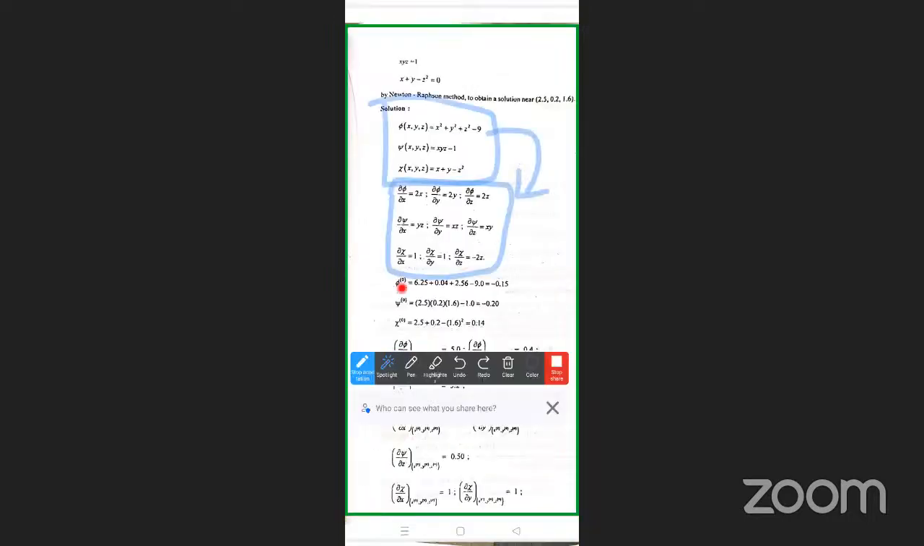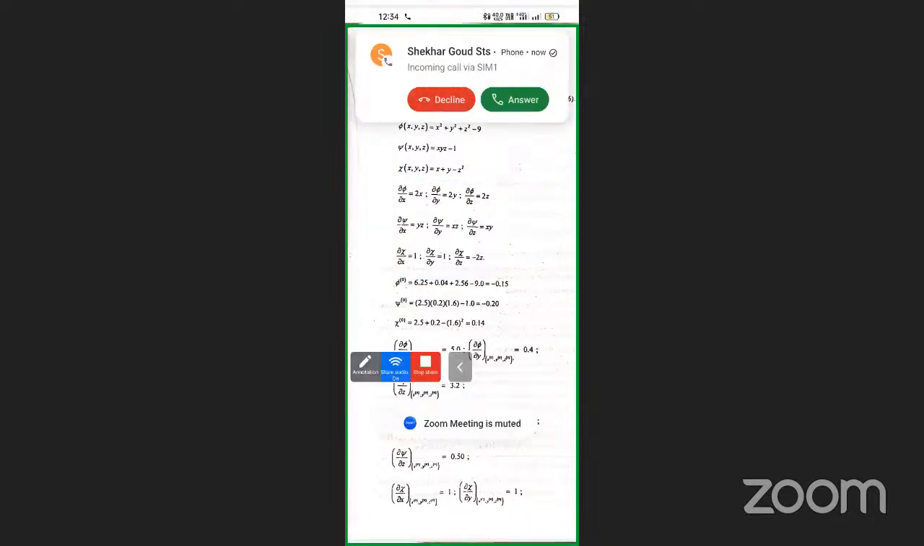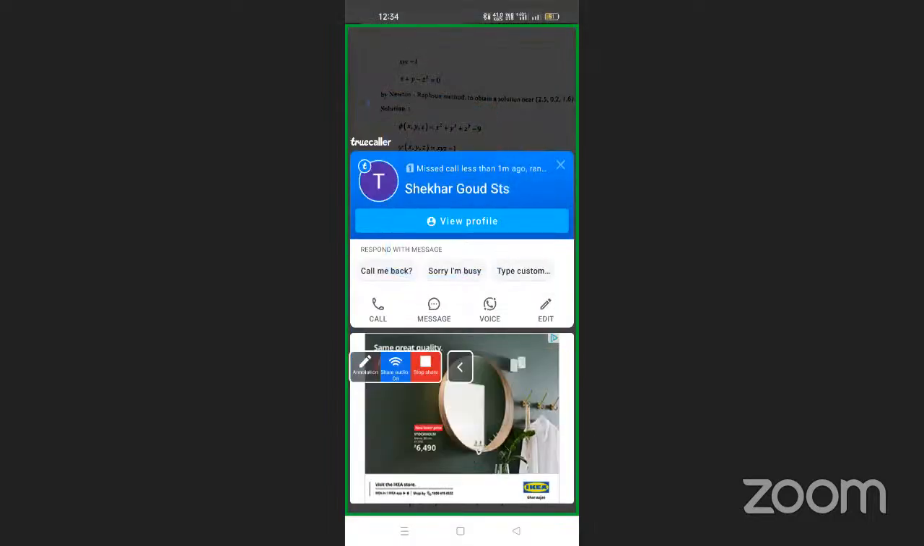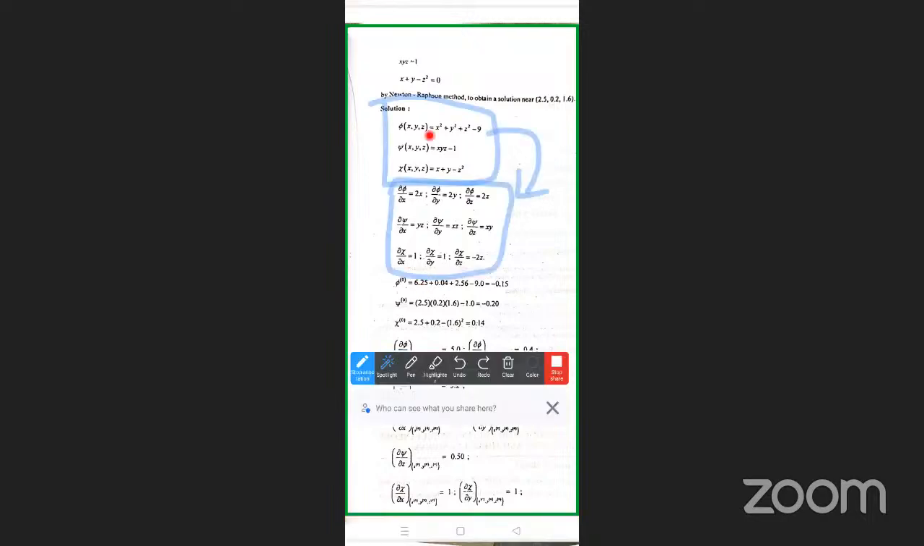So phi of 0 is equal to x naught square plus y naught square plus z naught square minus 9. So psi of 0 is equal to x naught y naught z naught minus 1.